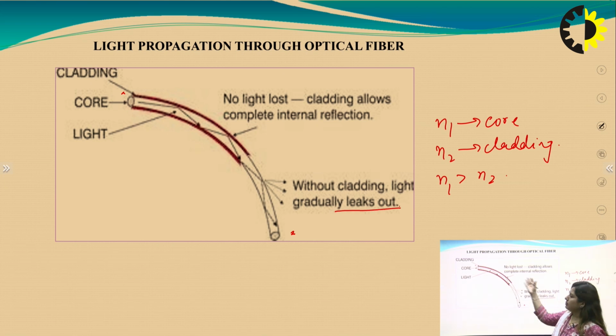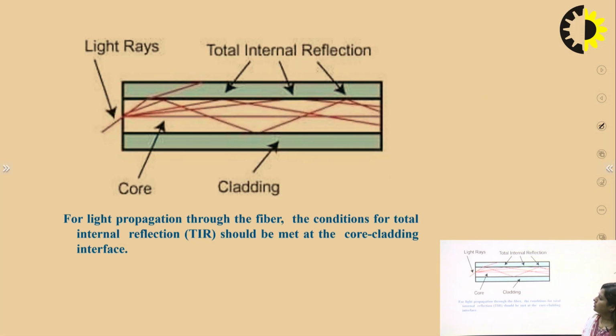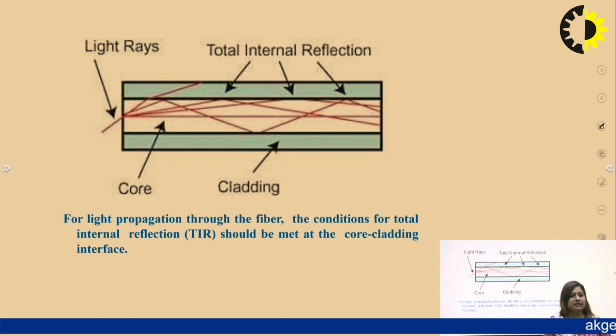This diagram shows that if the light is following total internal reflection, then no light will be lost. If it is not following total internal reflection, then the light will gradually leak through the core cladding interface, which is shown here. Now we have a diagram showing how the light enters the fiber and how it gets totally internally reflected inside the fiber, or it may get radiated away from the core cladding interface.